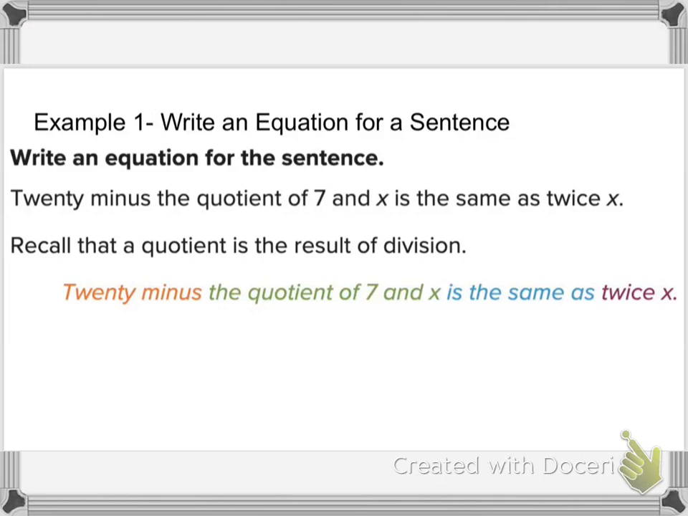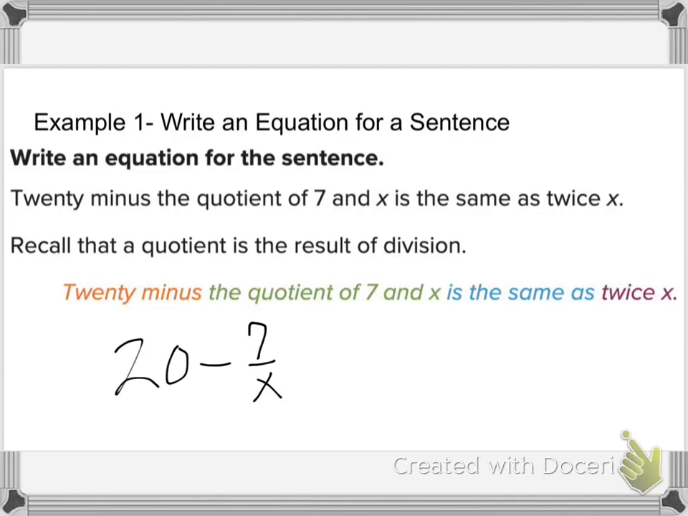What does minus mean? Subtraction. So I've got 20 minus the quotient of 7 and x. What does quotient mean? Division. There's a couple ways to represent division. I'm going to use our fraction method to represent it. The quotient of 7 and x, so this is the division problem of 7 and x. Doing 20 minus that quotient of 7 and x.